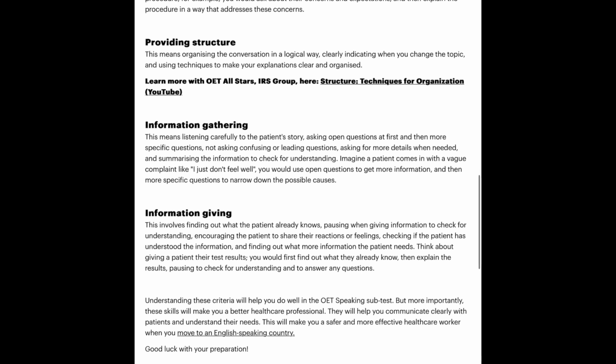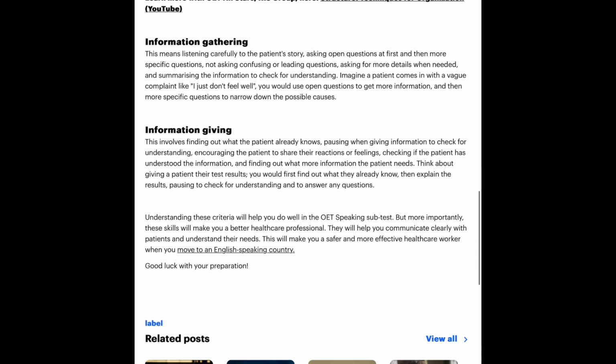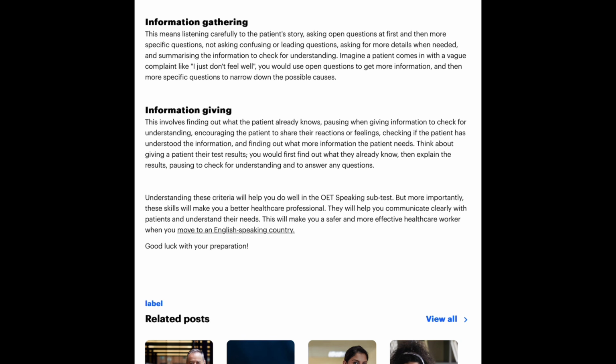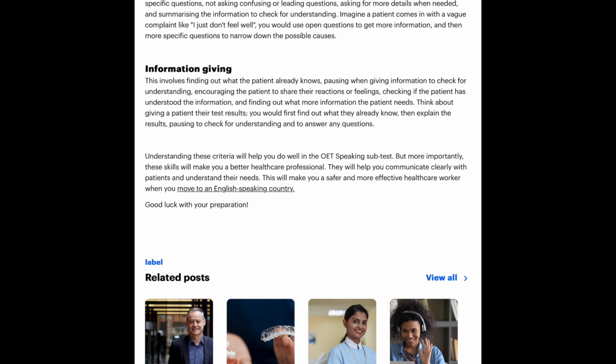So that is signposting. Then you have information gathering, which requires you to ask open questions at first and then more specific questions. But the question should be very clear to the patient, and you should always avoid asking double questions. And the final part is information giving. You should always give information in bite-sized portions, not too much in one go. You should pause and check for understanding. Sometimes the interlocutor does not express on his own that they are unable to understand you, so it is very important to pause and check if they are able to understand what you are saying or not.